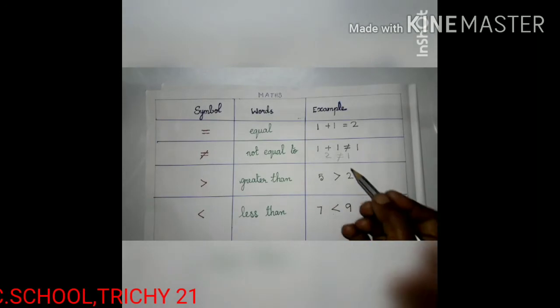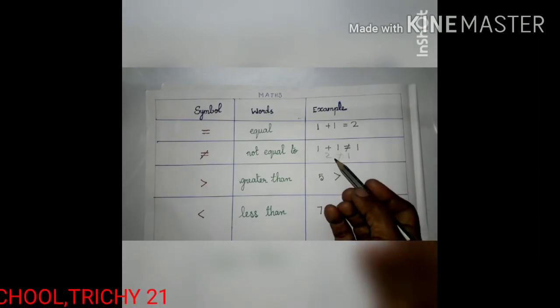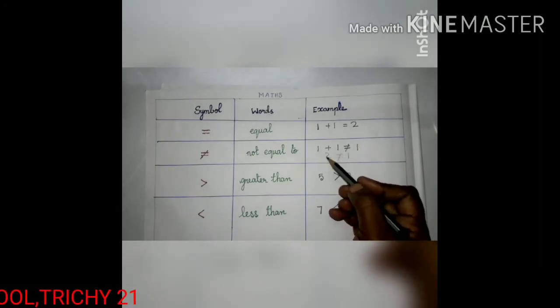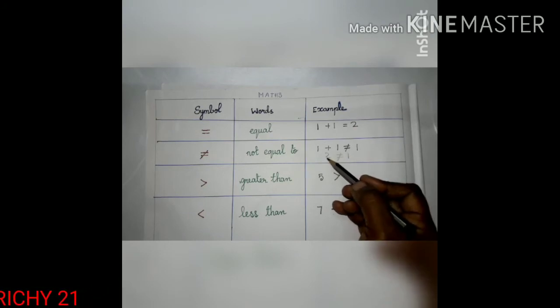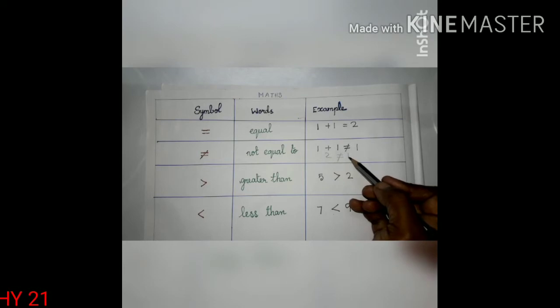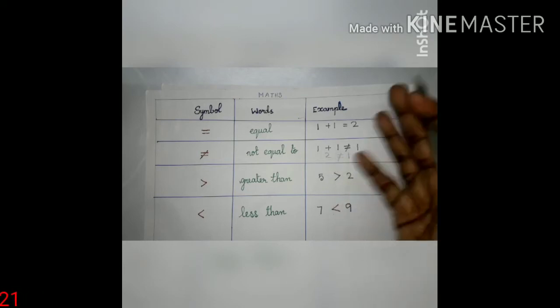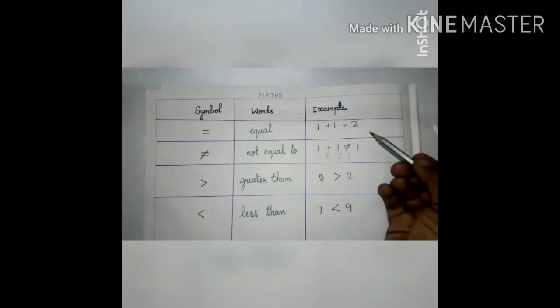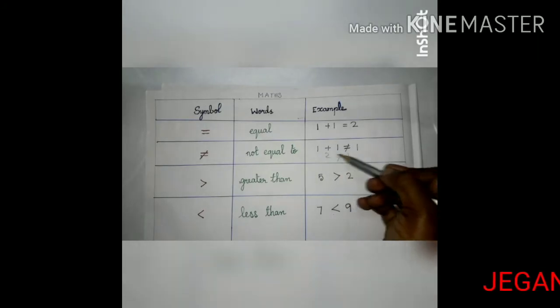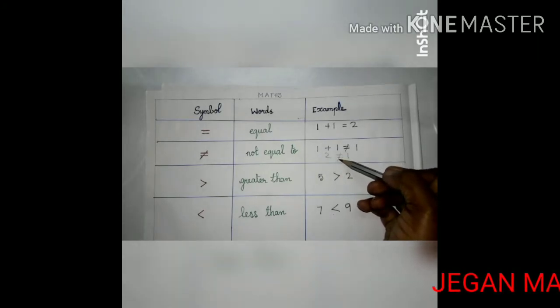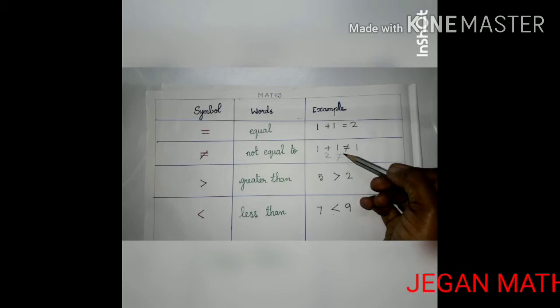2 and 1 both are not equal. This number is a big number. This one is a small number. 2 is the big number. 1 is the small number. So, both are not equal. Okay. So, we use the not equal sign. These two are not equal. So, we put here the not equal sign. Have you understood, children? Shall we move to the next one?